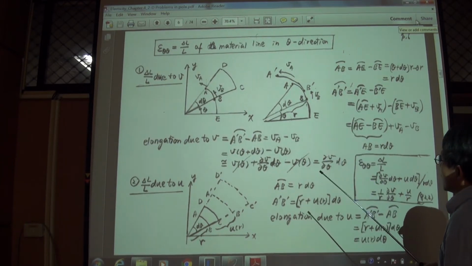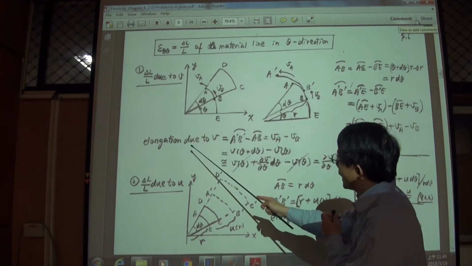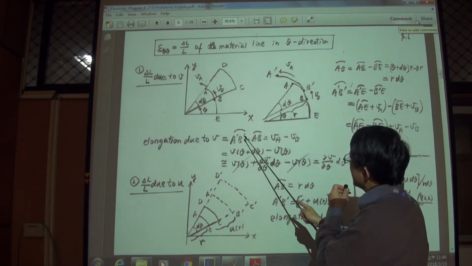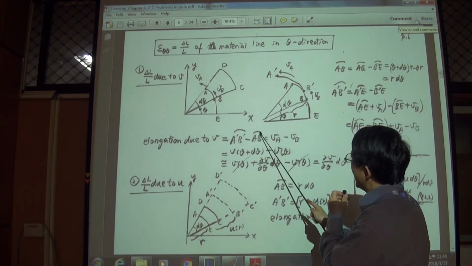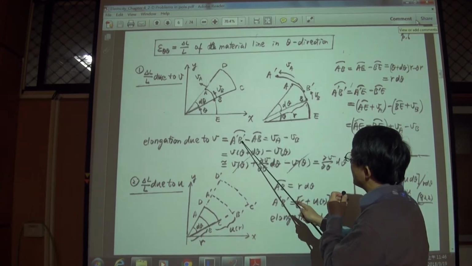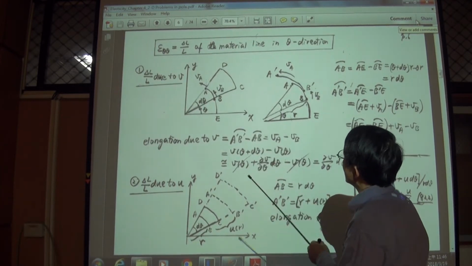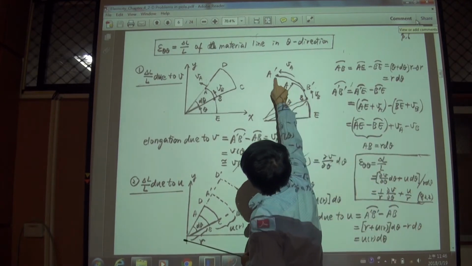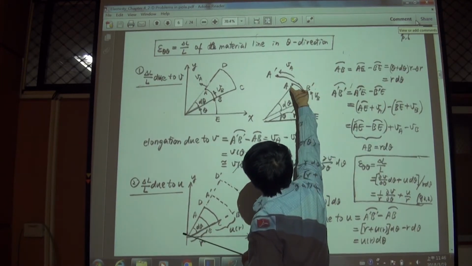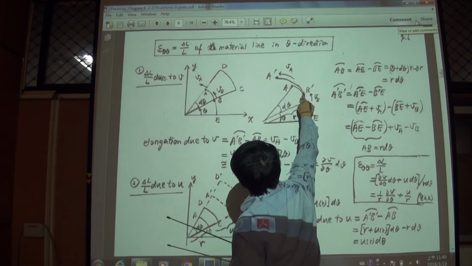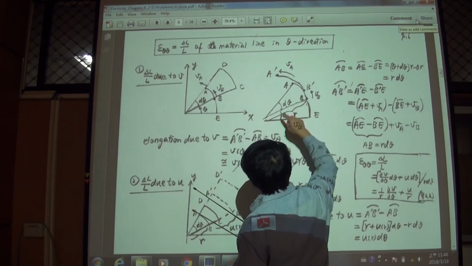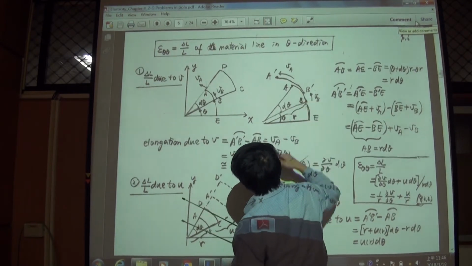Now we consider the elongation due to V. It is the arc A'B' minus the arc AB, which means the length of A'B' minus the length of AB. A'B' is the length after the deformation. AB is the length before the deformation.